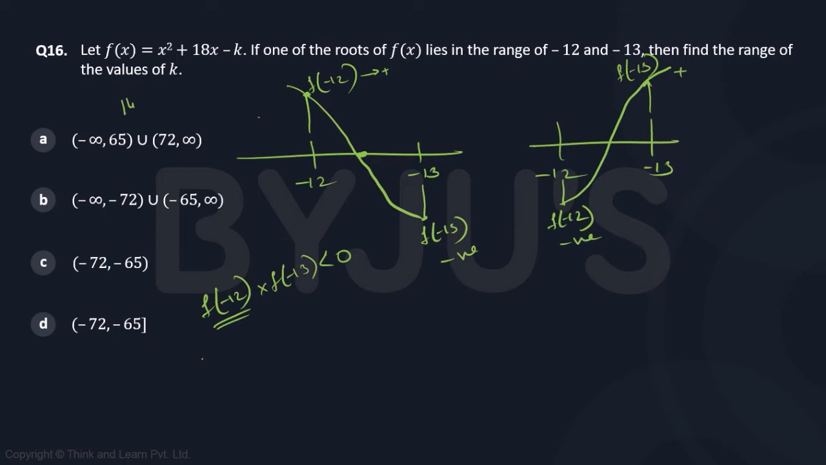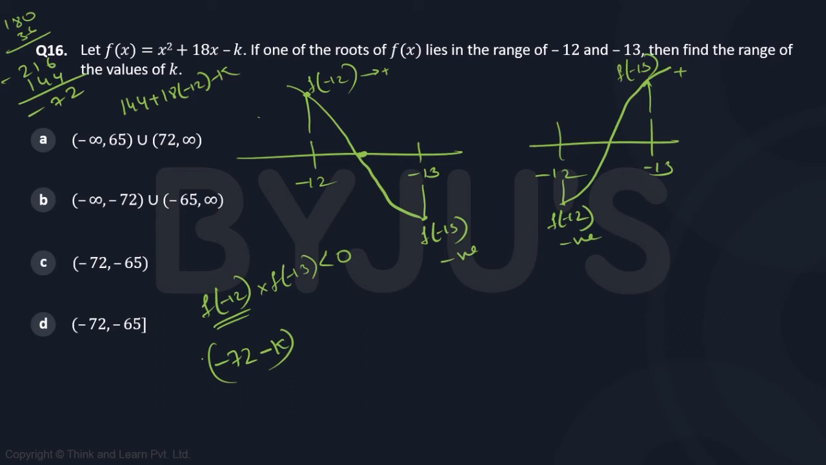So this becomes 144 plus 18 into minus 12 minus k. So 18 into 12 is 180 plus 18 twos are 36, so 216. 144 minus 216 is minus 72. So minus 72 minus k. This is the first part.